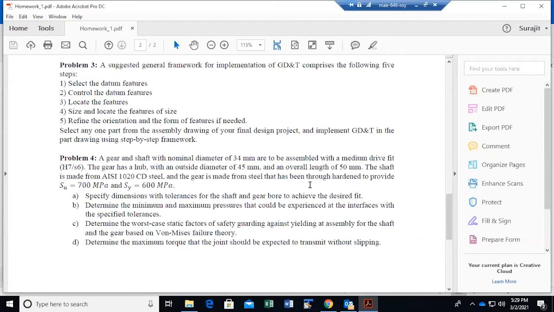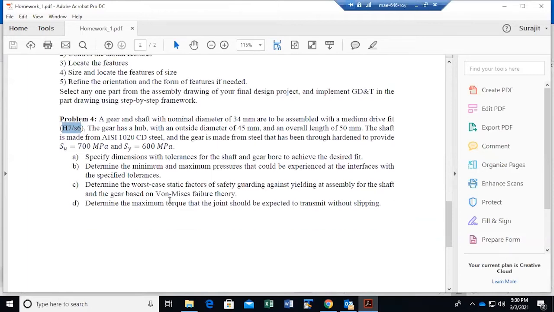Problem number 4 is the type of fits and tolerances we were doing in the last lecture, which is to find the torque carrying capacity and the maximum stresses that will come because of the specific type of fit, which is H7/s6. Based on this specification, can you find the hole's minimum and maximum diameters, and the shaft's minimum and maximum diameters? You can find the amount of interference you're going to have, and based on that interference, you can calculate the stresses and the torque carrying capacity. We actually went through this in the lecture itself. So that is the standard question.